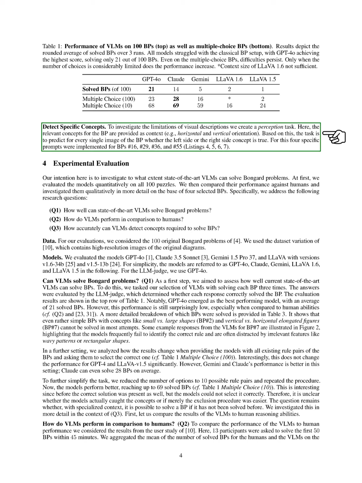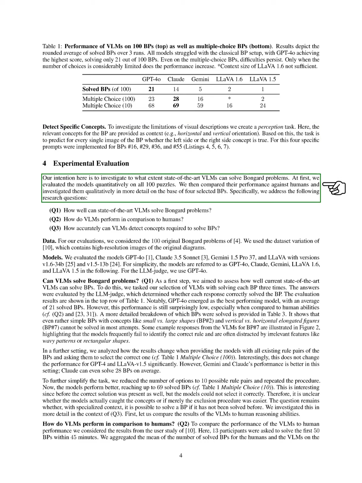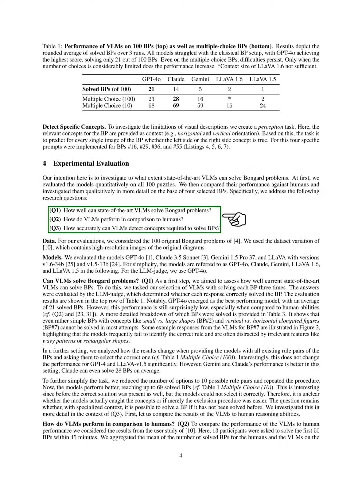Section: Experimental Evaluation. In this section, we aim to explore how well state-of-the-art visual language models, VLMs, can tackle Bongard problems, BPs. Initially, we quantitatively assessed the models on all 100 puzzles and then compared their performance to that of humans, while also examining 4 selected BPs in detail. We focused on 3 main questions.